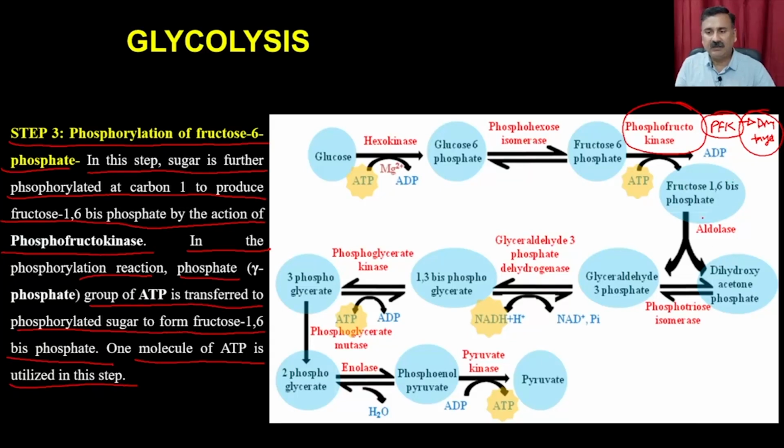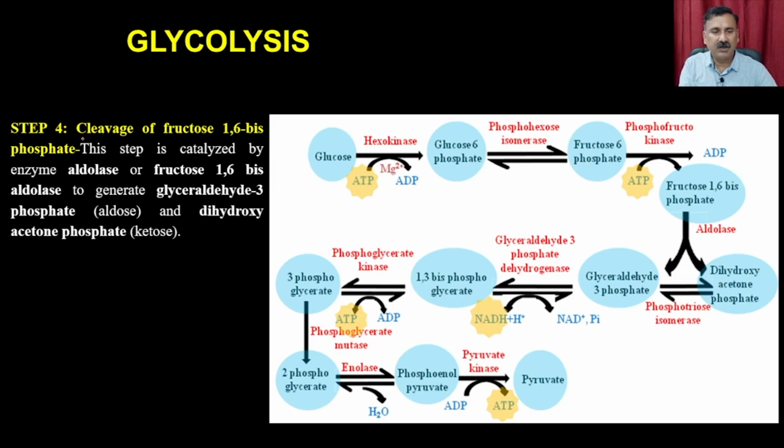And then you have the next step, which is the cleavage of fructose 1,6-bisphosphate. This step is catalyzed by an enzyme called aldolase, or fructose 1,6-bisphosphate aldolase, to generate two molecules: glyceraldehyde 3-phosphate, which is an aldose, and dihydroxyacetone phosphate, which is a ketose. So at step number 4, the fructose 1,6-bisphosphate is going to be broken down into the two products.